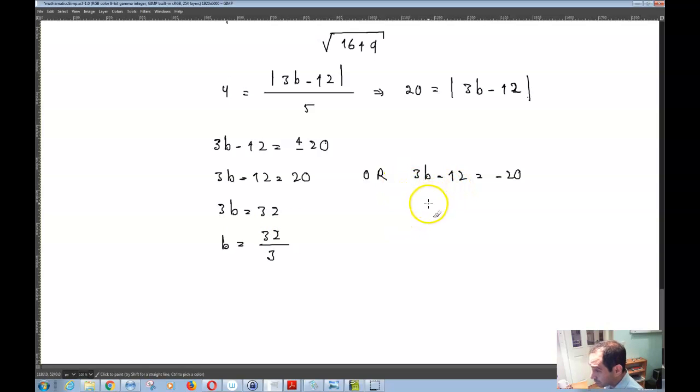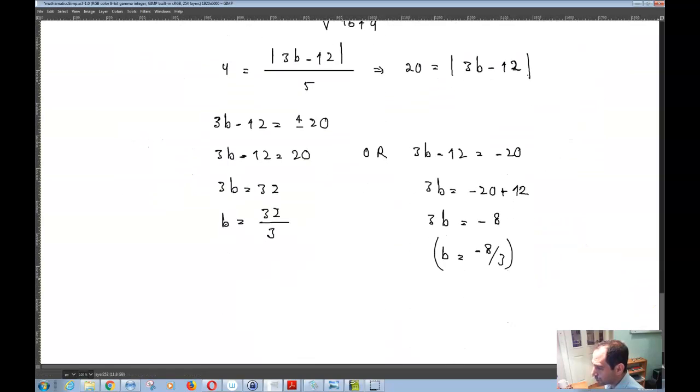And over here you can say that 3b is equal to negative 20 plus 12, which means that 3b is equal to negative 8. So that means that b is equal to negative 8/3. So the coordinates of the 2 points that we get are 0 comma 32/3 and 0 comma negative 8/3.